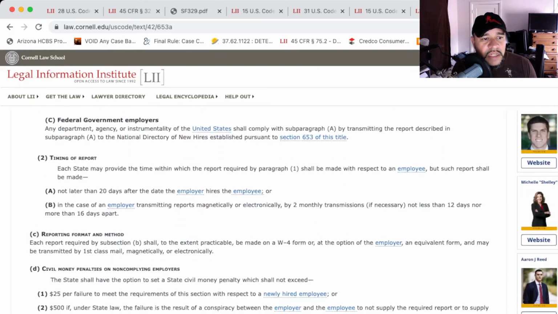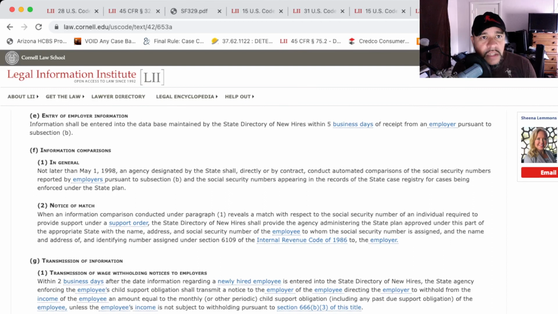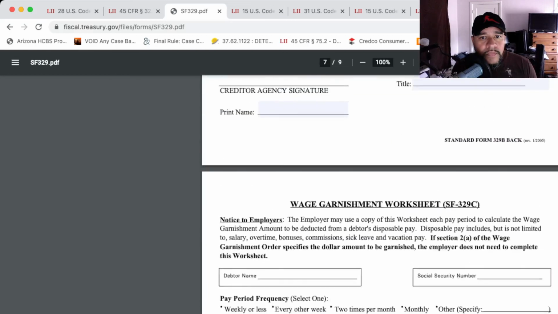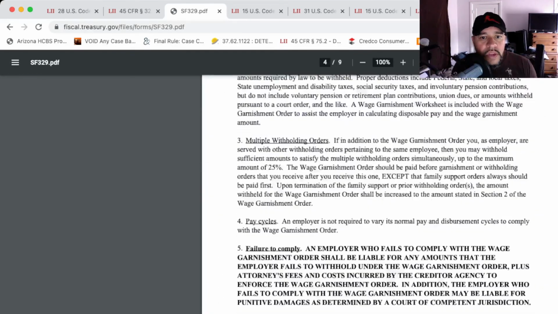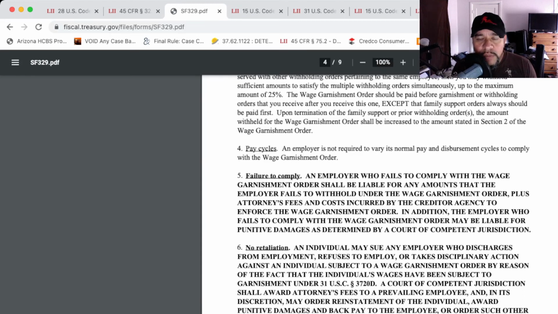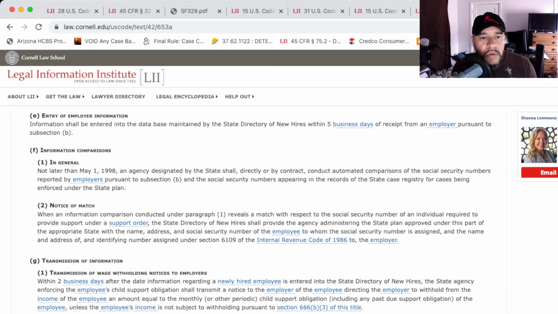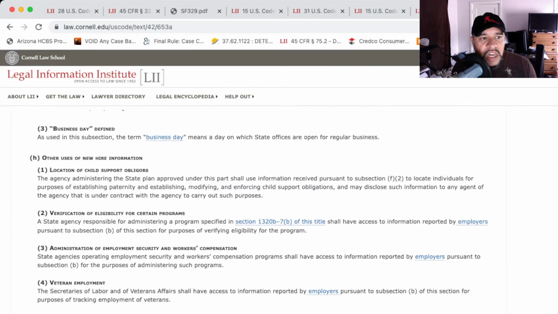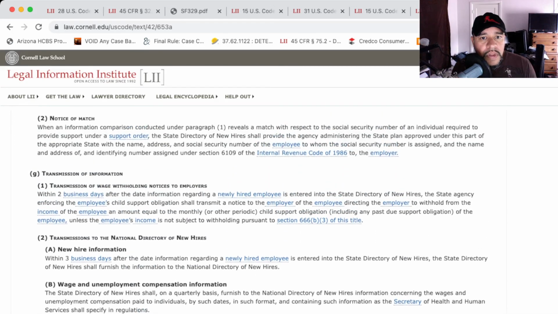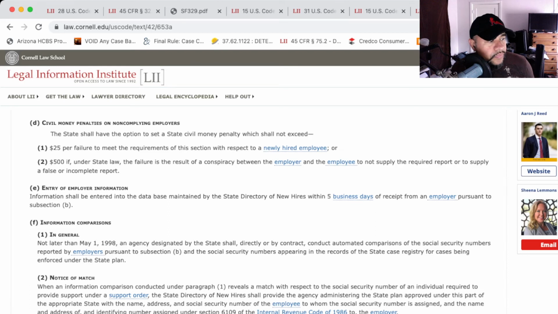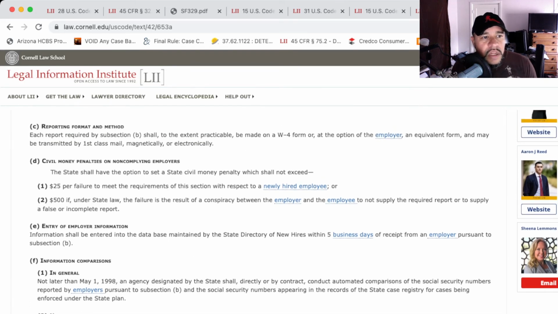And these are the penalties. These are the actual penalties, because you can see that they're lying here. They're lying in what they're saying in this form, where an employer who fails to comply with the wage garnishment shall be liable for any amounts that the employer fails to withhold under the wage garnishment order, plus attorney's fees and costs incurred by the creditor agency to enforce a wage garnishment order. Well, you know what? Actually, this is all you can do. There it is. Civil money penalties on non-compliant employers.